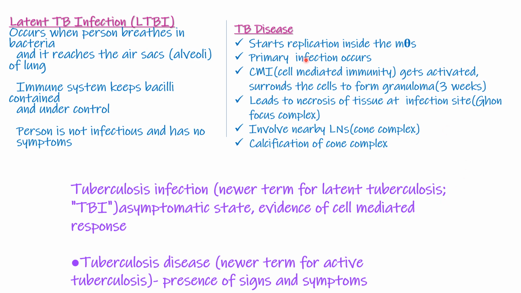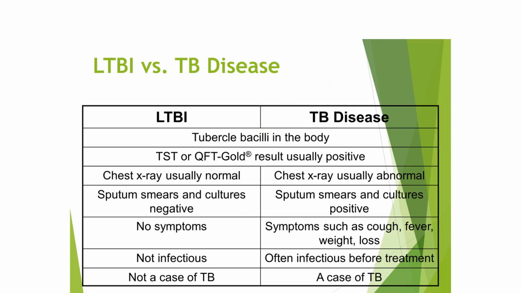TB disease, we're going to talk more about it, but you can just pass through the slides. It starts with replication in the macrophages, and primary infection occurs where cell-mediated immunity gets activated. Then granulomas form, surrounding the cells, and this leads to necrosis of the tissue at the infection site, forming the Ghon focus. This is just the pathophysiology. If it involves the nearby lymph nodes, you'll get a Ghon complex, and if they calcify, you can also get calcification of the Ghon complex.